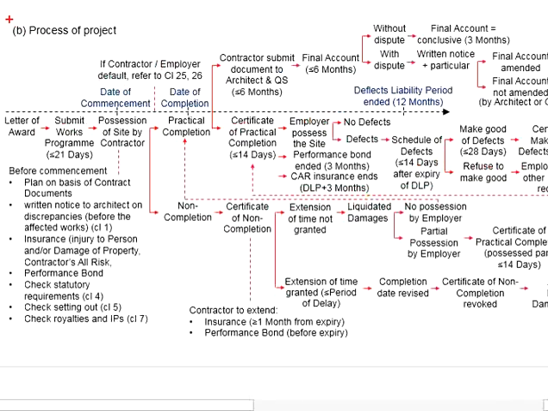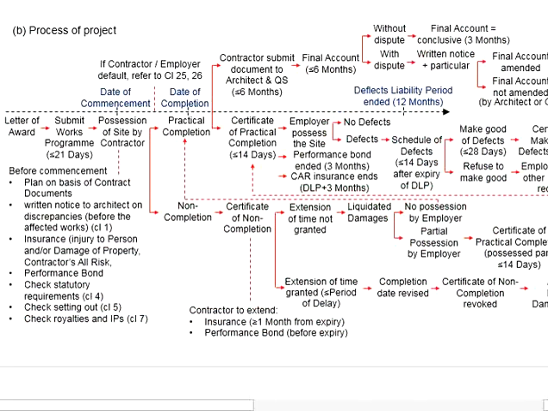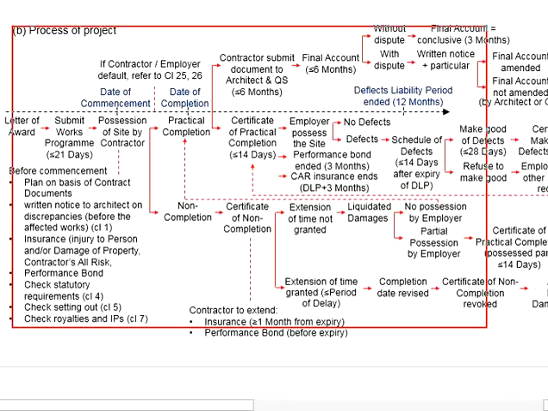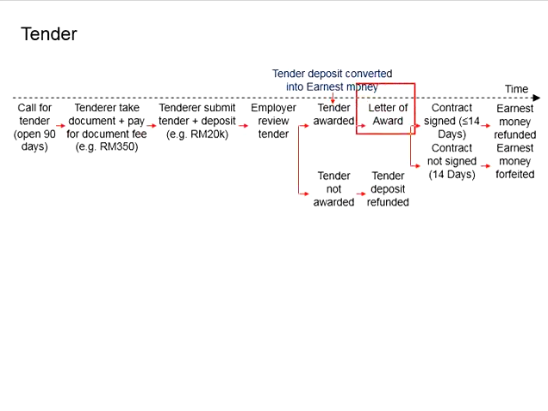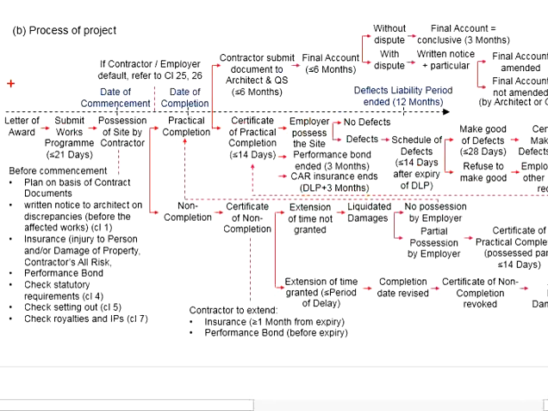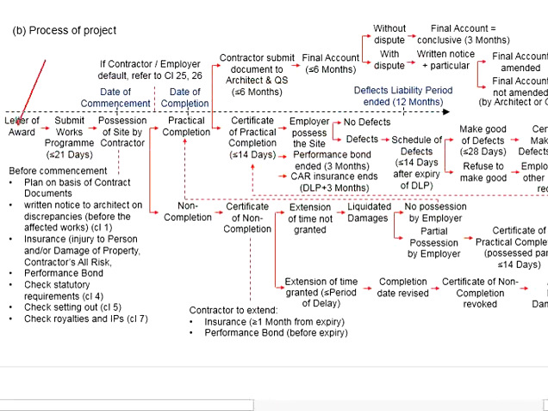Now let us have an overview of the process of the project. This flow chart is an extension of the previous one. Just now there was a letter of award, and now we assume that the contract has been signed with the employer. The timeline now will follow this route. The contractor receives the letter of award. This happens before the commencement of the work.